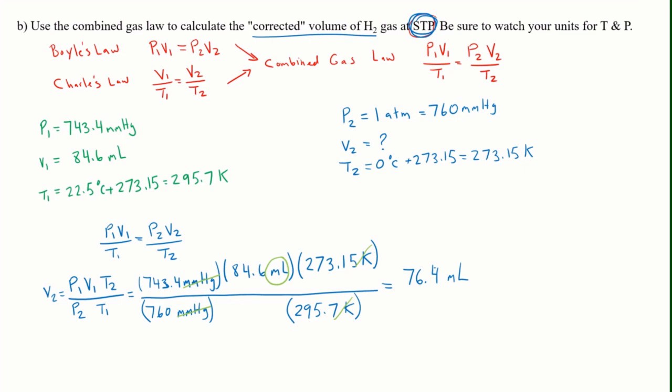It makes sense because at room temperature, gas will be more expanded, will take on a larger volume, 84.6 mLs, versus at STP, when the temperature is 0 degrees, the gas molecules will be much closer together and they will take on a smaller volume of 76.4 mLs.